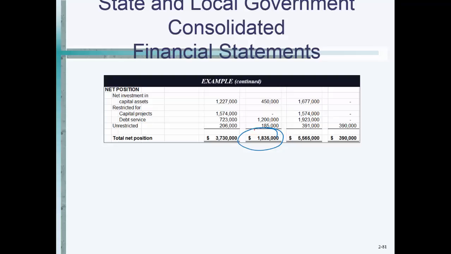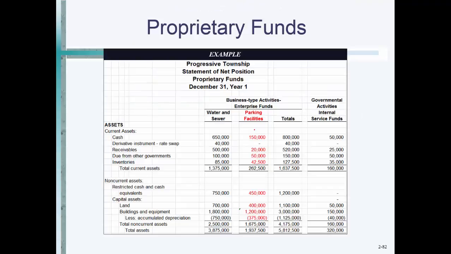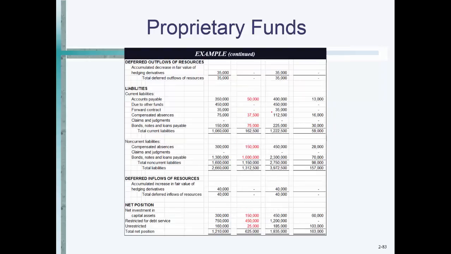If you look at my enterprise funds, which is showing on my proprietary fund statement, notice my internal service funds are over here. But for my enterprise funds, if I add my water and sewer and my parking facility together, and I come to this total column, and I come all the way down to my net position, is that the same number? 1,835,000? That's the same number, isn't it? And that works that way because both the government-wide statements and the proprietary fund statements are both using full accrual accounting, right?